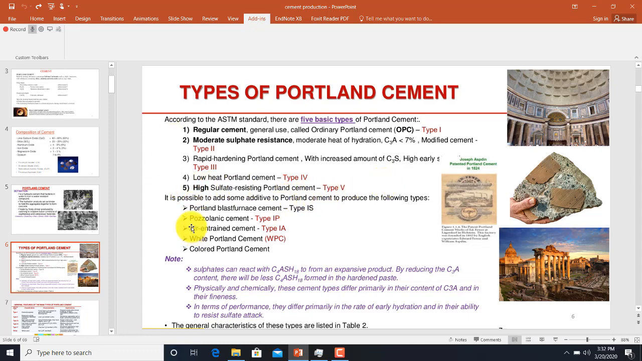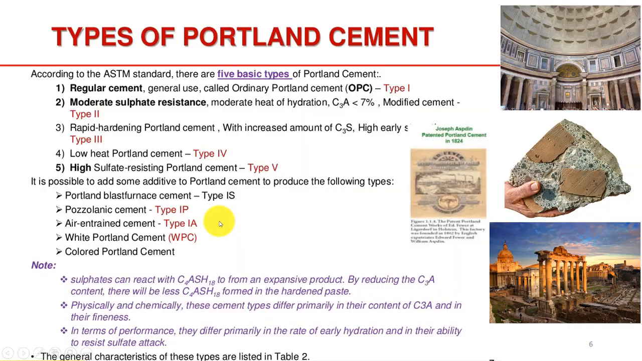Alongside these types, there are other types of cement, that is Portland blast furnace cement, pozzolanic cement, air entrained cement, and white Portland cement, colored Portland cement. So you have all these types basically when these are required. Let's say you want a very durable type of cement, a very durable type of concrete in your construction that would have a higher durability. Normally we talk about the strength of a concrete.